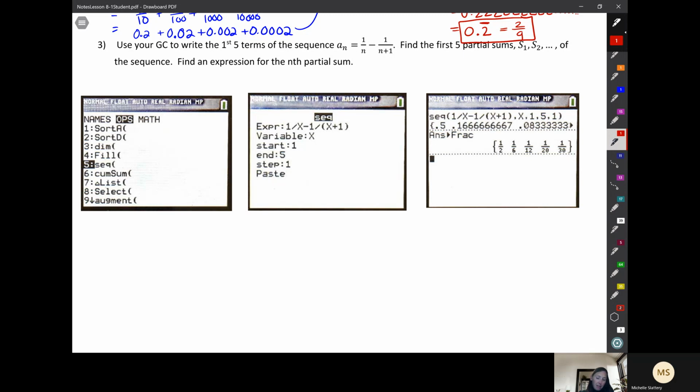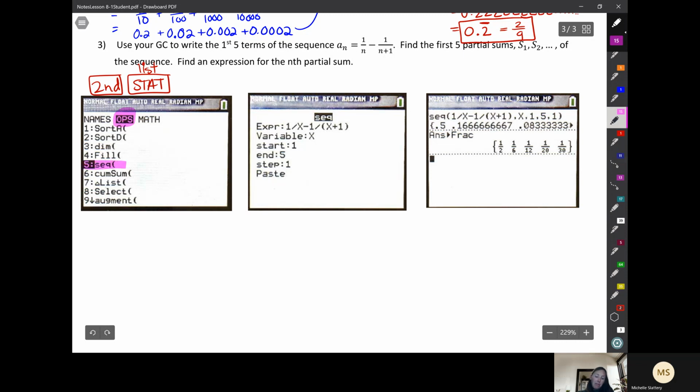All right, so we are going to go into our sequence menu, which is, all right, so press the second key, and then press the stat key. So second stat, and above the word stat is the word list. So it's kind of next to the left arrow on your calculator. So second stat, then you're going to arrow over 1 so that you're going to the ops menu.